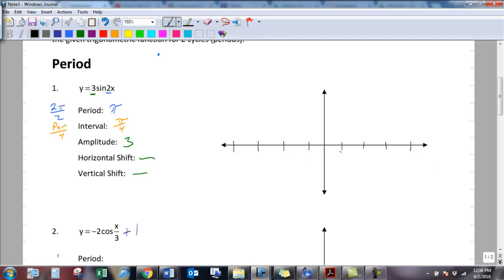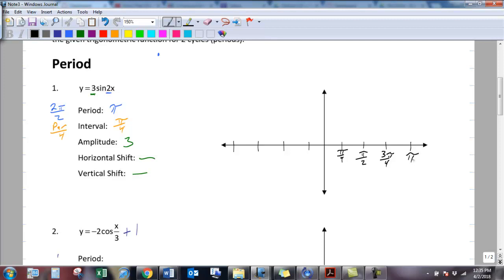How are we going to label these tick marks? Well, our interval is going by pi fourths. That means we start at 0. This is going to be pi fourths. This is 1 pi fourth, right? So what's the next one? Well, if that was 1 pi fourths, this is 2 pi fourths, which is pi halves. 3 pi fourths. And the last one is 4 pi fourths, which is pi.